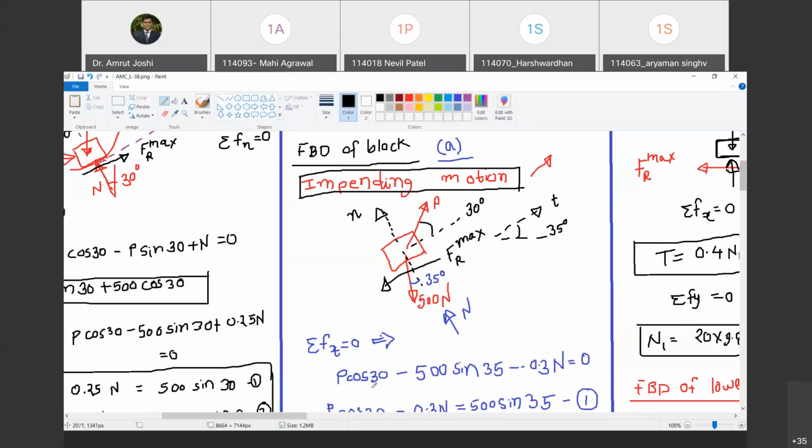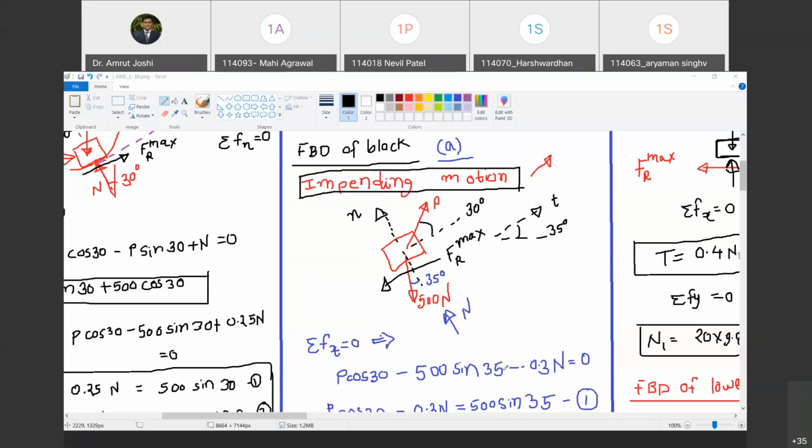That gives me what? Look, P cos theta, P cos 30. Happy? Yes, sir. It is positive because it is in the positive tangential direction. Minus 500 sin 35. You can see its component is going to be in the negative t direction. Yes, sir.